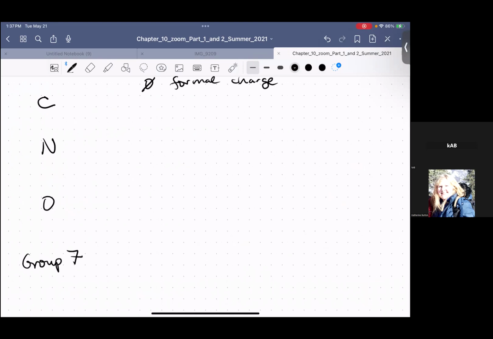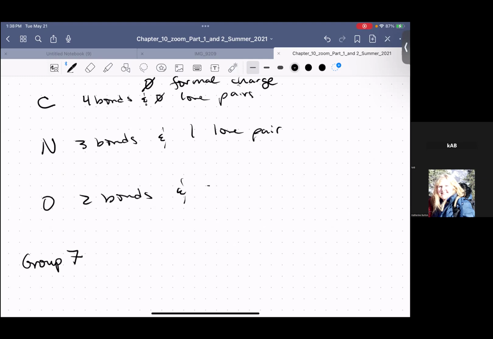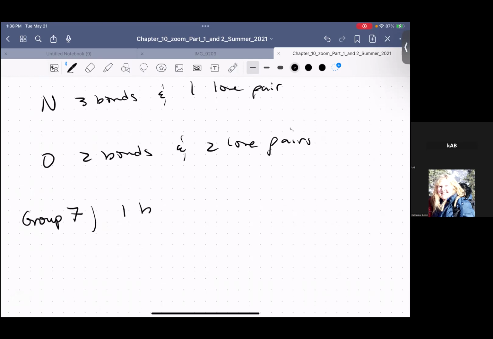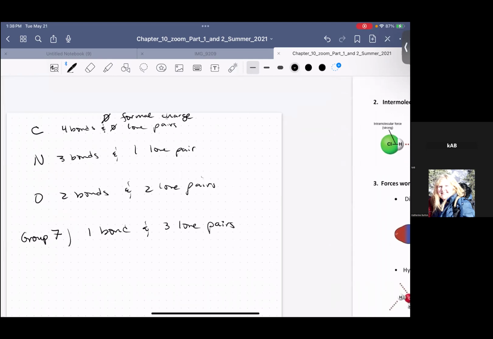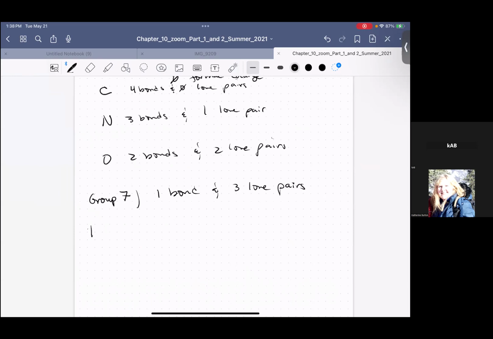In the case of carbon, it has 4 bonds and 0 lone pairs. Nitrogen has 3 bonds and 1 lone pair. Oxygen has 2 bonds and 2 lone pairs. If I go to group 7, it is going to have 1 bond and 3 lone pairs. These are going to give us really nice stable structures. These are going to obey the octet rule, and with the note, hydrogen always has 1 bond.